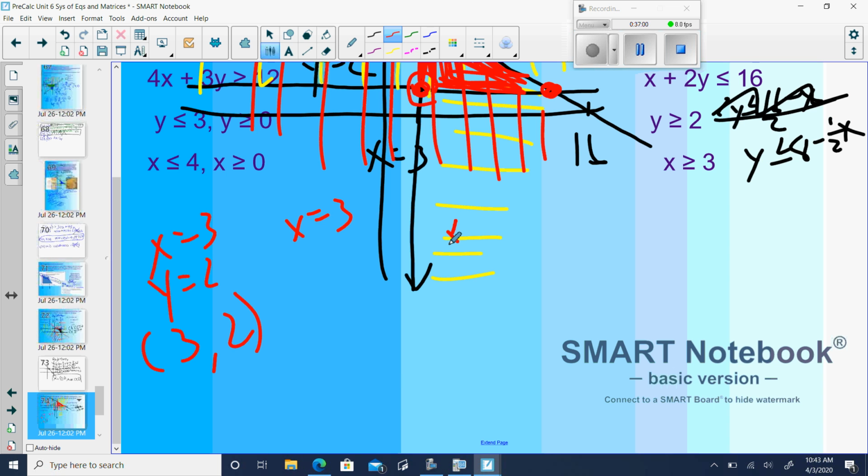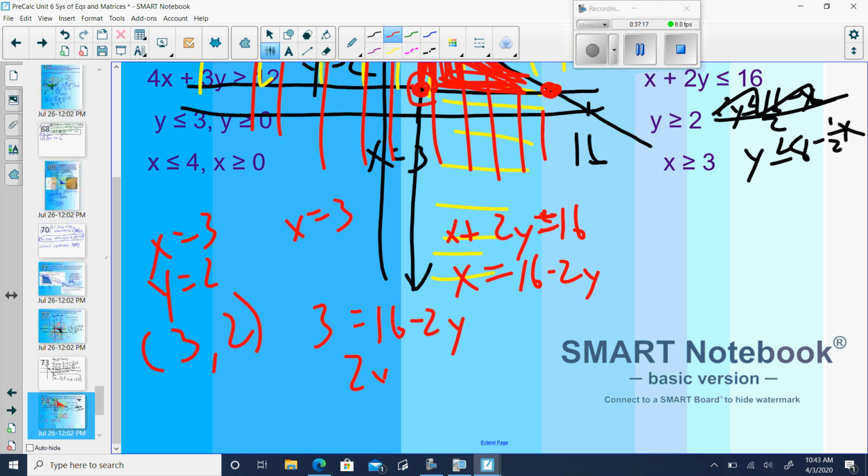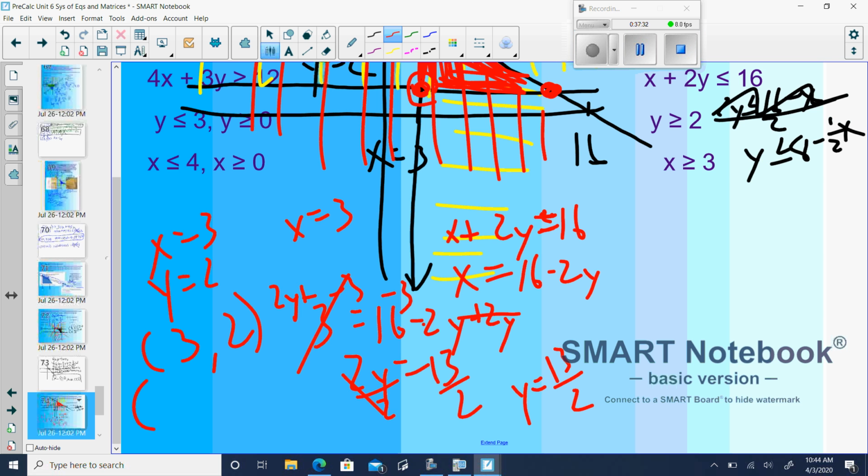So we have x plus 2y is less than or equal to 16. Just treat that like an equals right now. So x would be equal to 16 minus 2y. So x equals 3, x equals this. So we would say 3 equals 16 minus 2y. So 2y equals 13, because I'm adding 2y to both sides and taking away 3, divide by 2, divide by 2. So y equals 13 halves. So we have (3, 13/2).